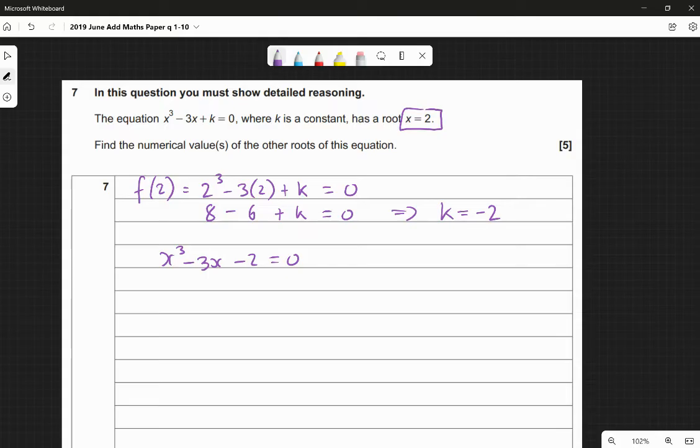Now, I know already one of the roots. If I know one of the roots, then by the factor theorem, if x equals 2 is a root, then that implies that x minus 2 is a factor. So if x equals 2 is a root, then x minus 2 is a factor of the polynomial. So I could divide this by x minus 2.